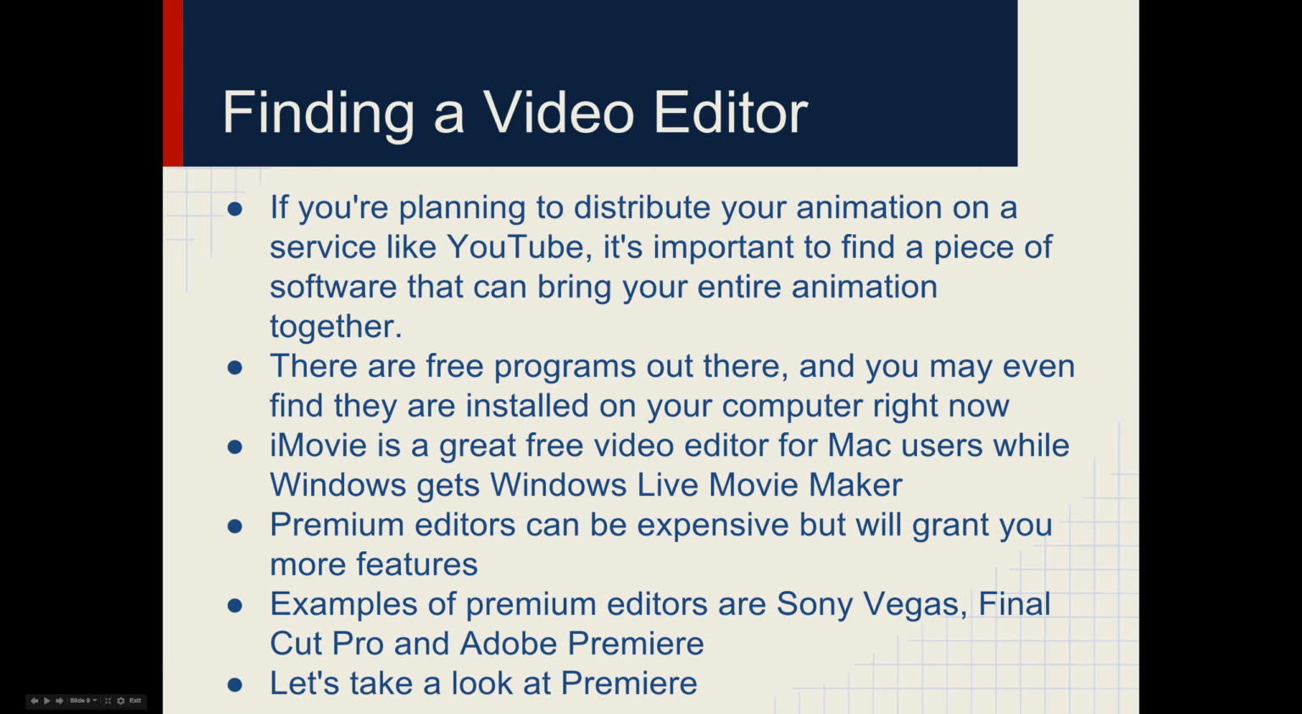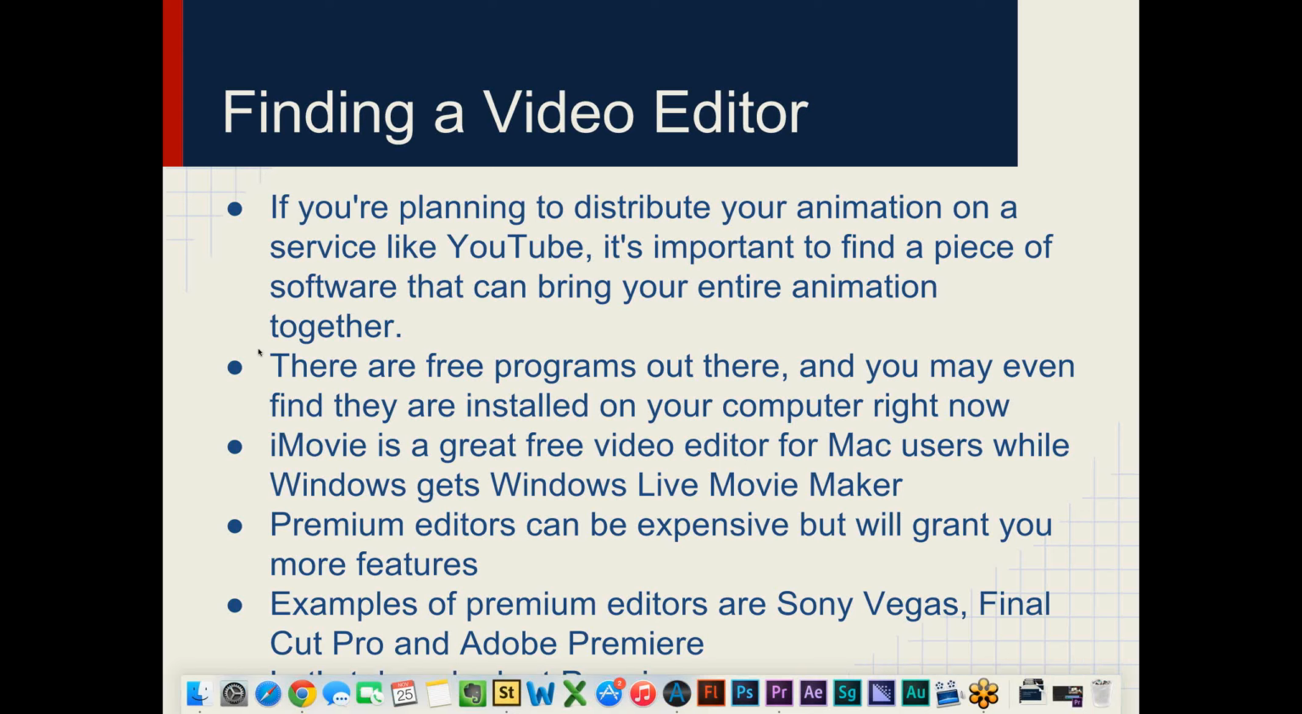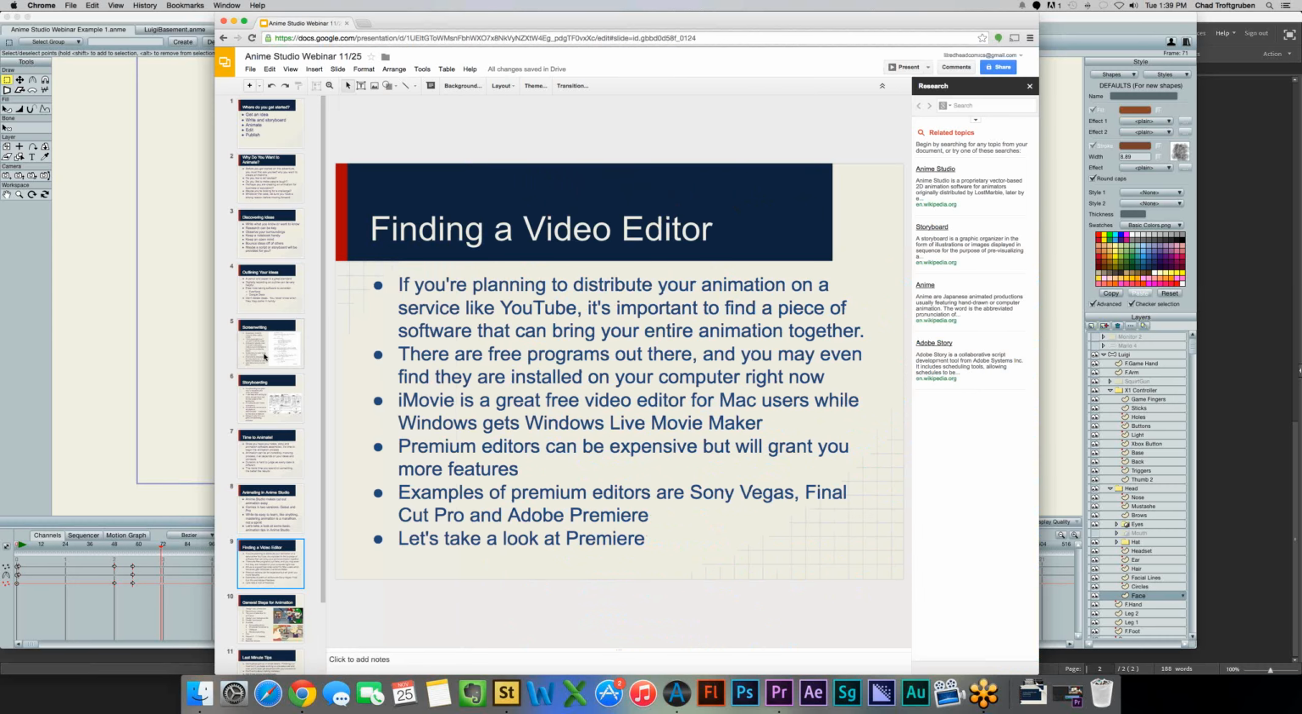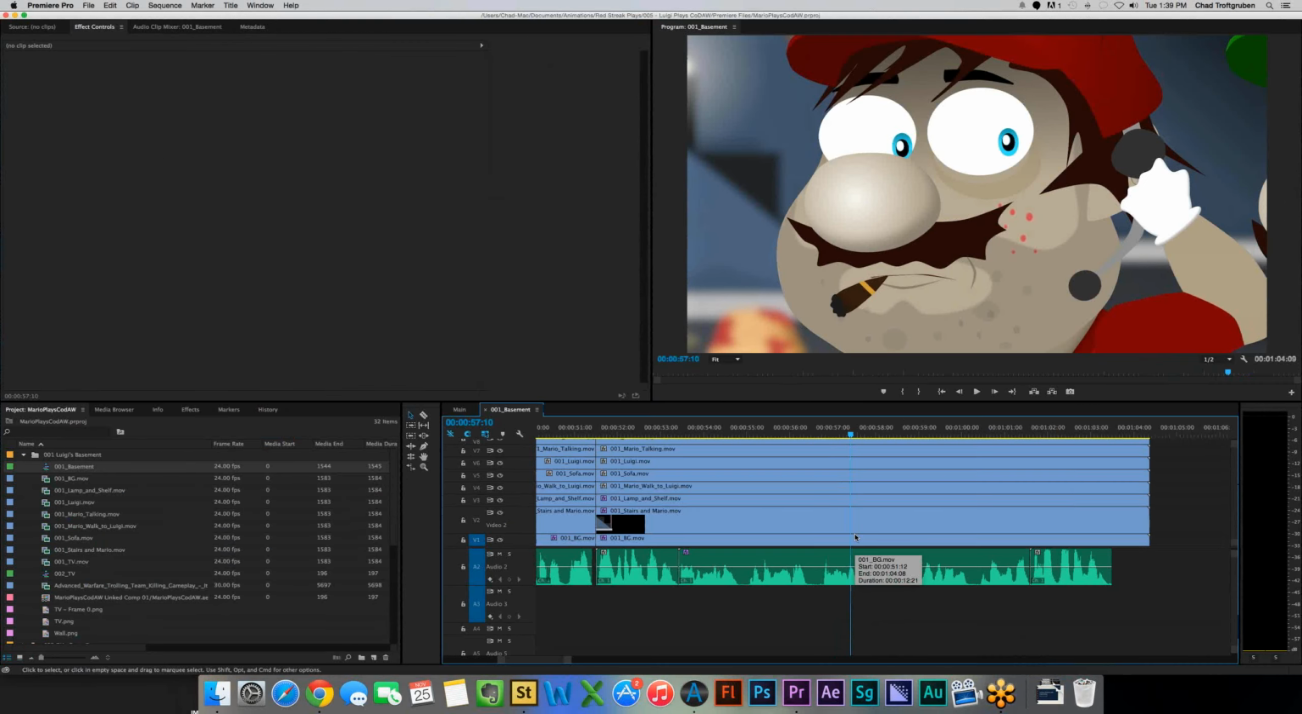So let's take a look at Premiere really quick, and I'll show you just how I break down my editing when it comes to working in Anime Studio. So I'll pop this up. Basically, that scene you saw, I rendered that whole thing out, and I went in and made some cuts accordingly.